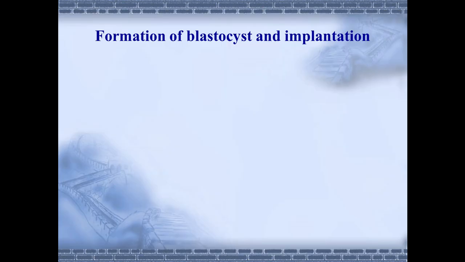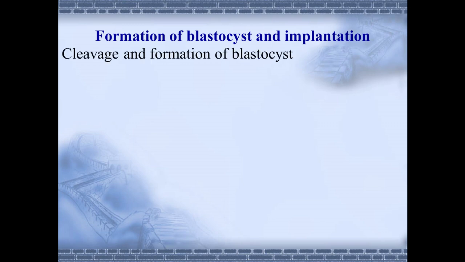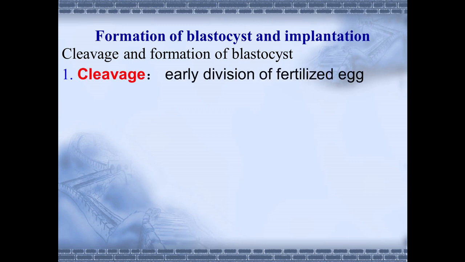Now what next? See, things are not that easy. There is a formation of the blastocyst. And what are the features? The first thing is the cleavage. There is cleavage, and then there is the formation of the blastocyst. The various steps are cleavage. Now cleavage is an early division of a fertilized egg.